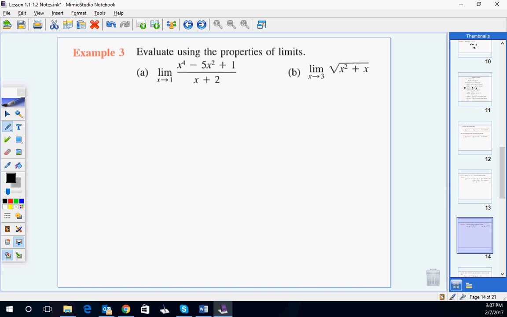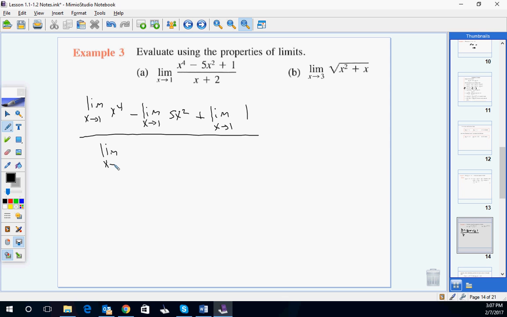It's going to be the limit as x goes to 1 of x to the 4th minus the limit as x goes to 1 of 5x squared plus the limit as x goes to 1 of 1, all over the limit, this is tedious, I know, of x plus the limit of 2. Probably wishing I put that solution on there too, huh? They're all limits as x goes to 1, and then I just substitute in here.